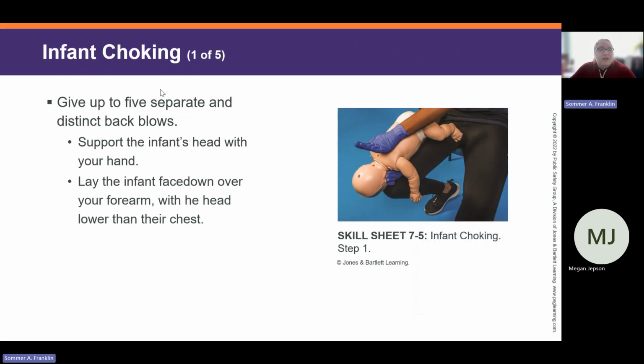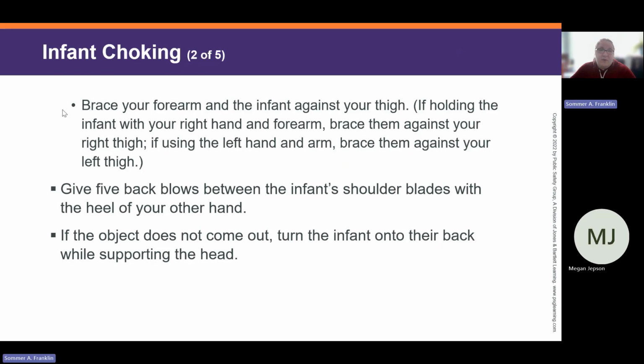Infant choking. Give up to 5 separate and distinct back blows. Support the infant's head with your hands. You want to lay the infant face down over your forearm with the head lower than their chest. Brace your forearm and the infant against your thigh. If holding the infant with your right hand and forearm, brace them against your right thigh. If using the left hand and arm, brace them against your left thigh. Give 5 back blows between the infant's shoulder blades with the heel of your other hand.